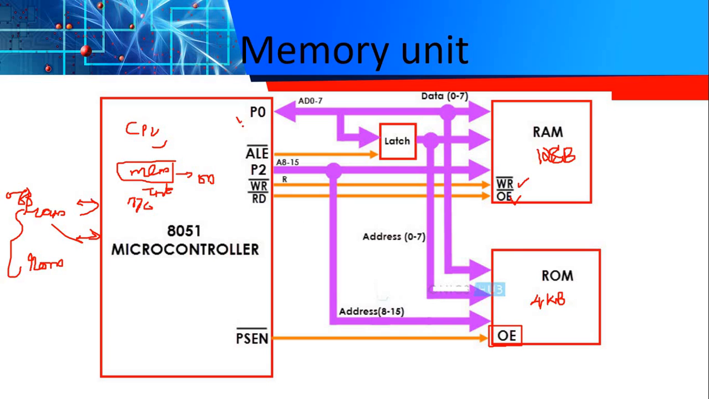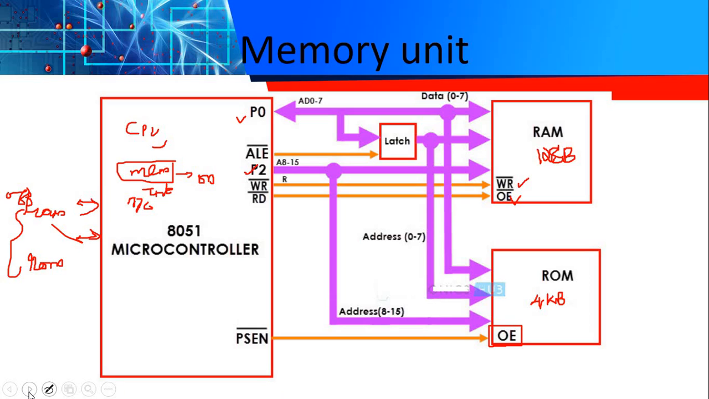Port 0 and port 2 carry the address lines. AD0 to AD7 is the low order address line, and port 2 carries the higher order address line. We have the address latch enable, which is given to the latch circuit. We also have a data bus and an address bus: an 8-bit data bus and a 16-bit address bus. This is about the memory unit.